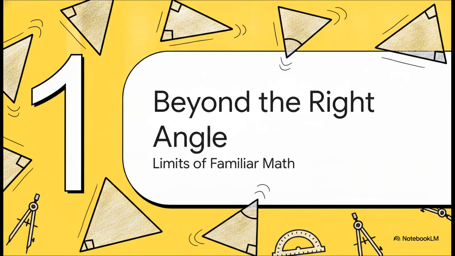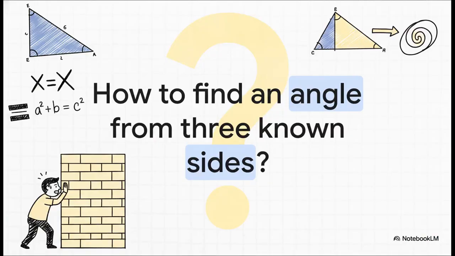Section 1. Beyond the right angle. Exploring the limits of familiar math. Now, we probably all spent a massive amount of time in school focusing heavily on perfectly shaped right triangles, right? But imagine you're working on a real-world problem, and you know all three sides of a given triangle, but you need to find one of its angles directly, and you have 0 given angles to start from.